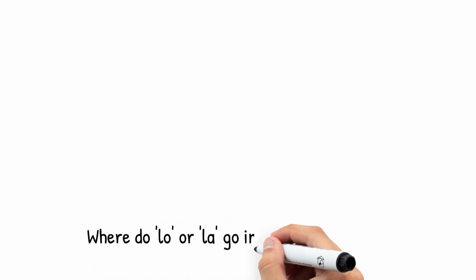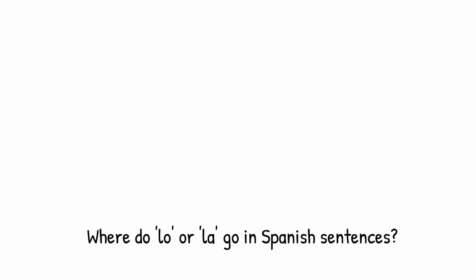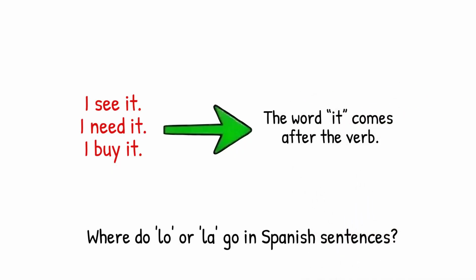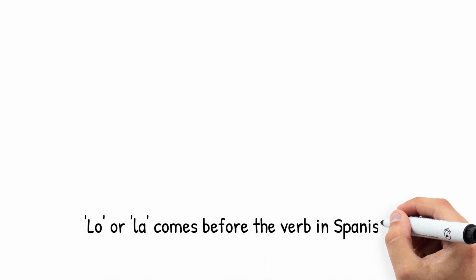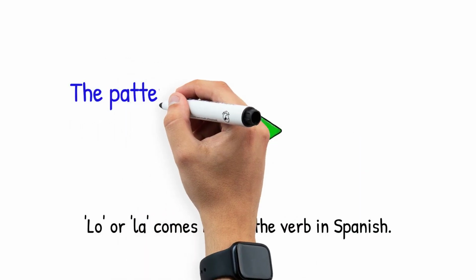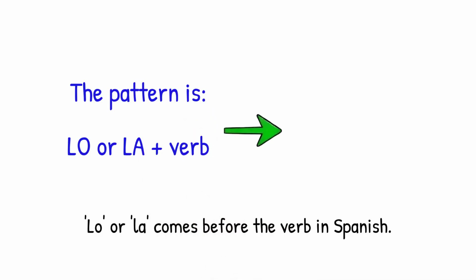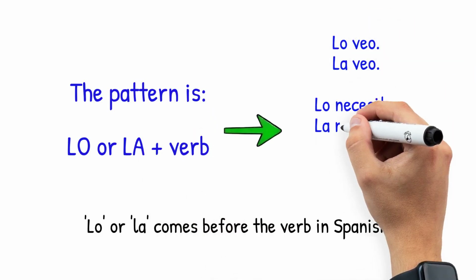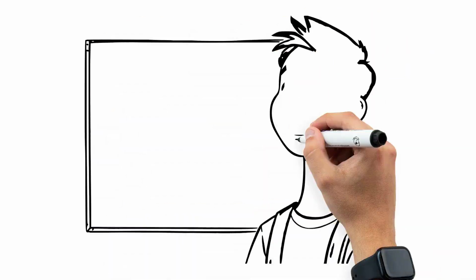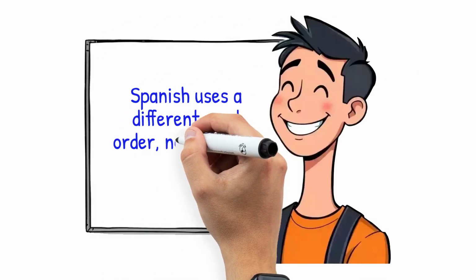Where does lo or la go? This is where many beginners make the mistake. In English, we say, I see it, I need it, I buy it. The word it comes after the verb. But in Spanish, with one normal conjugated verb, lo or la usually goes before the verb. So, I see it, lo veo, I need it, lo necesito or la necesito. I buy it, lo compro or la compro. But Spanish is not being difficult. Spanish is just using a different word order.